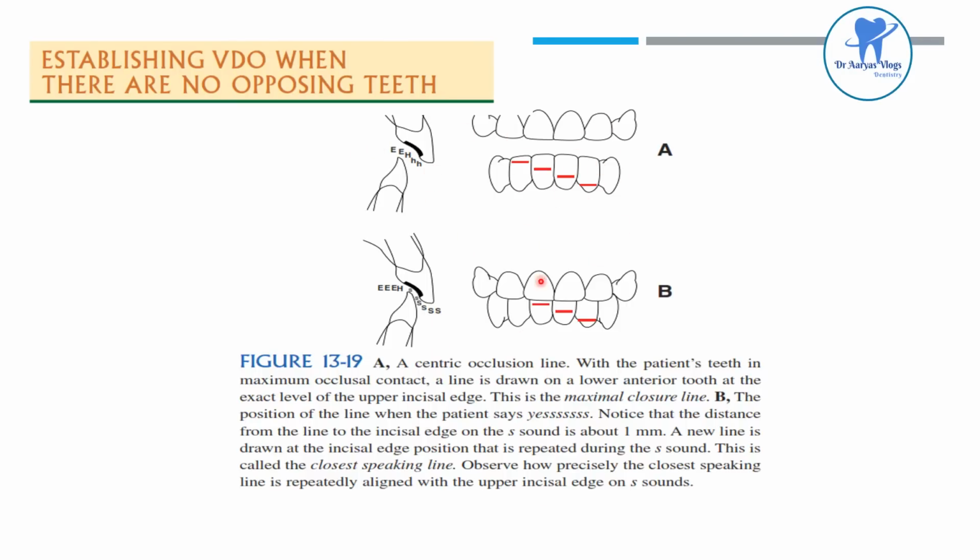This picture shows the position of the line when the patient says yes. Notice that the distance from the line to the incisal edge at the S sound is about 1 mm. The new line is drawn at the incisal edge position that is repeated during the S sound, and this is called the closest speaking line. Observe how precisely the closest speaking line is repeatedly aligned with the upper incisal edge on S sounds.